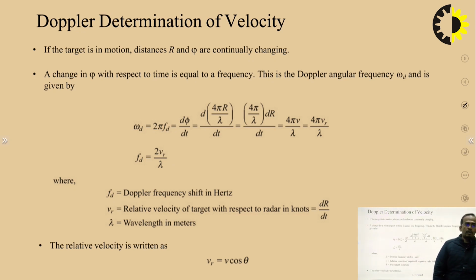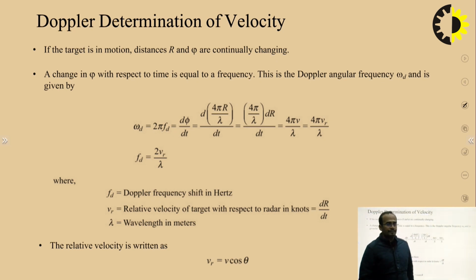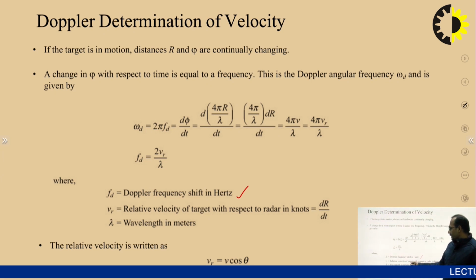So phi is nothing but 4 pi r by lambda, and I will get here 4 pi by lambda into dr by dt. dr by dt is nothing but the velocity. So I will get here 4 pi by lambda into v. So v is nothing but the Vr. Fd is equal to 2 Vr by lambda. So Fd is Doppler frequency shift in hertz. Vr is relative velocity of the target with respect to the radar, and lambda is the wavelength in meters.